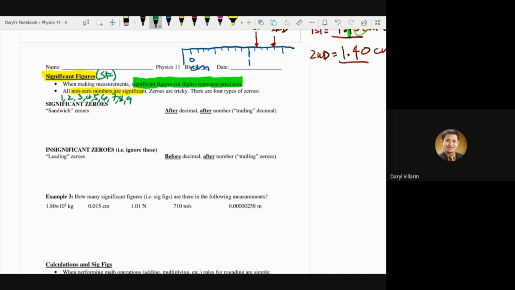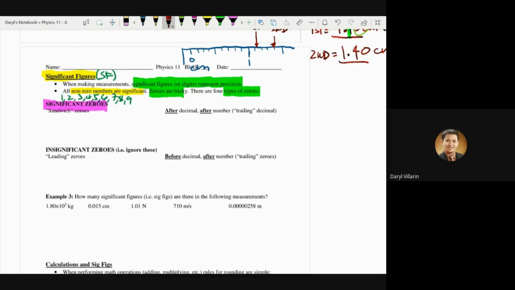If you can see these numbers in your measurement, again, if we're talking about physics, usually numbers represent a measurement or quantity. And zeros are kind of tricky, so you have to take note. There are four types of zeros. One is the significant zero, so not all zeros are insignificant.